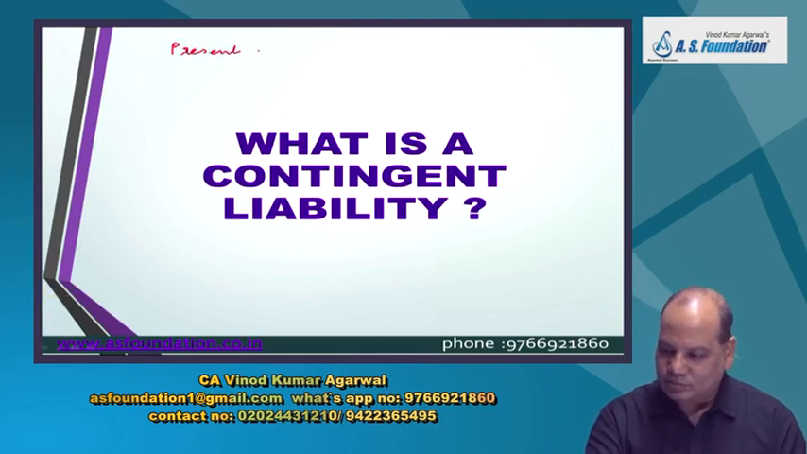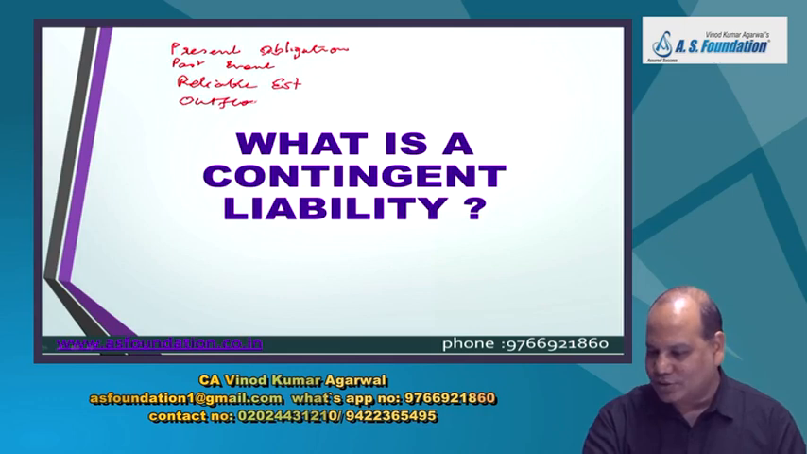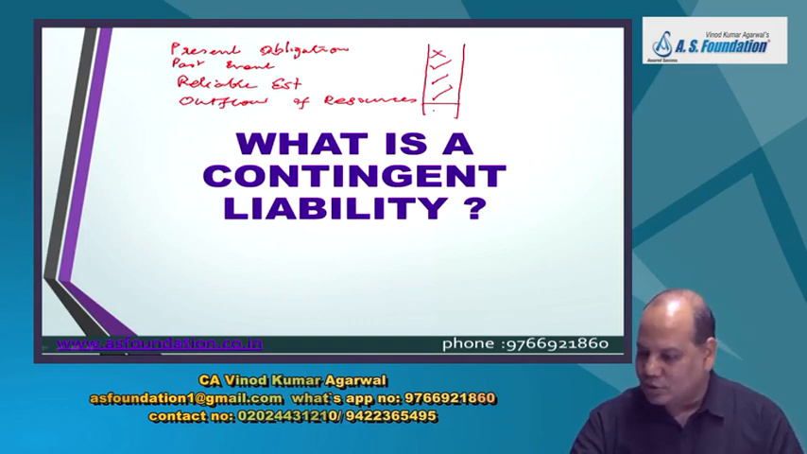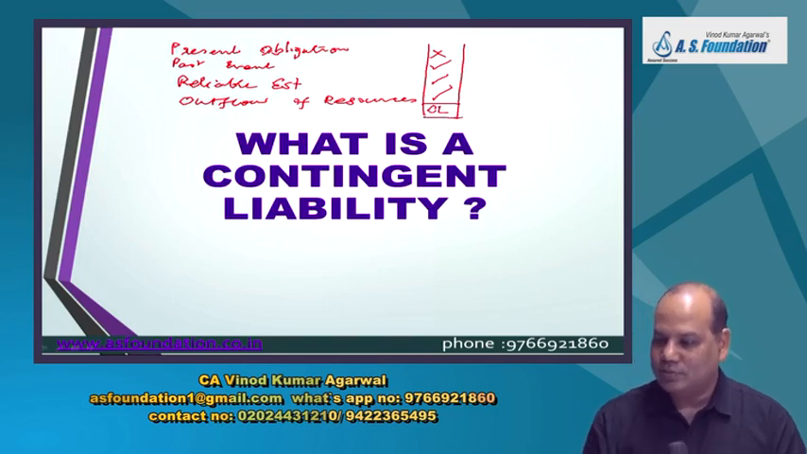Present obligation, past event, reliable estimate, outflow of resources embodying economic benefit. So suppose this is yes, this is yes, this is yes, but this is no. Then the conclusion is it is a contingent liability.